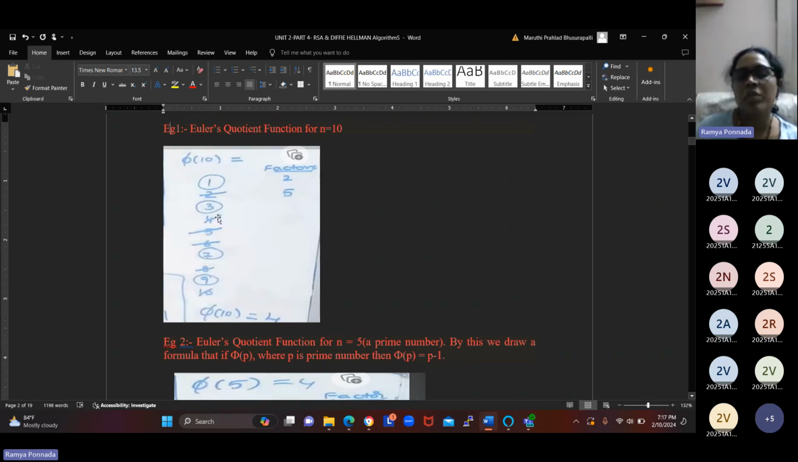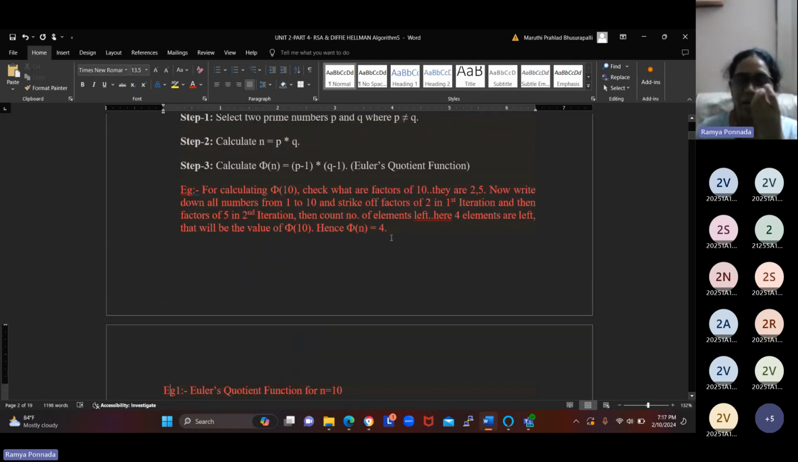Now how many elements are left over? 1, 3, 7, 9. These are the 4 elements left over. The number of elements left over becomes the value of phi of 10. So phi of 10 is equal to 4. That's what I have written here also.